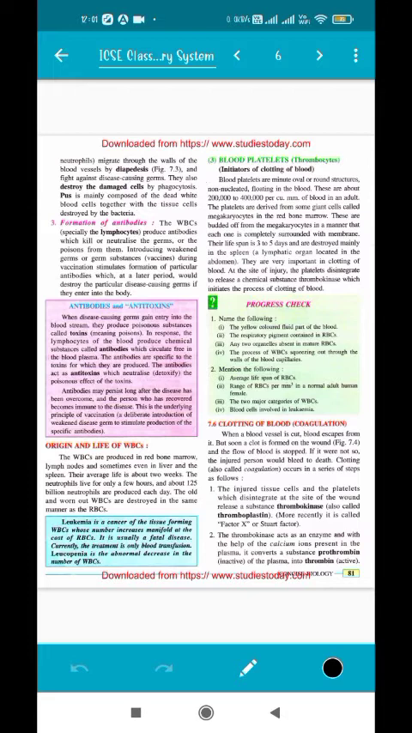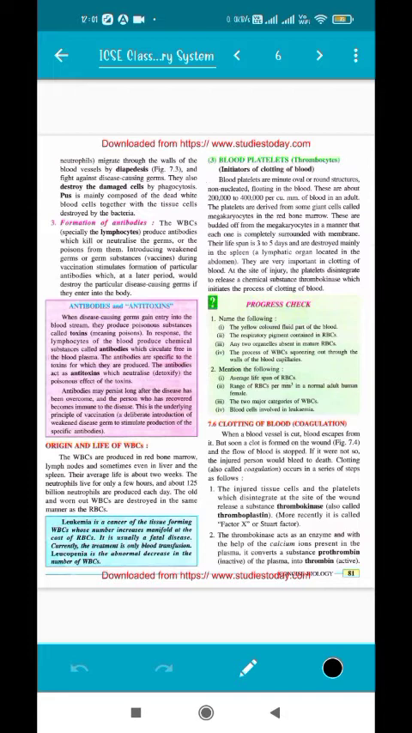Leukemia is a cancer of the tissue forming WBCs whose number increases manifold at the cost of RBCs. I told you in the first video that blood cancer is generally associated with an increase in the number of WBCs. So how can it be problematic? You might think that an increase of WBCs means more protection from germs. No, that doesn't happen. When there is an abnormal increase in the number of WBCs, it means that the RBCs are dying.